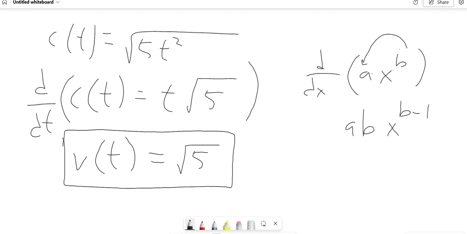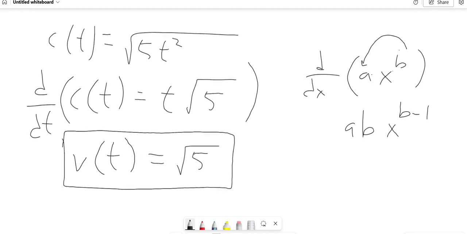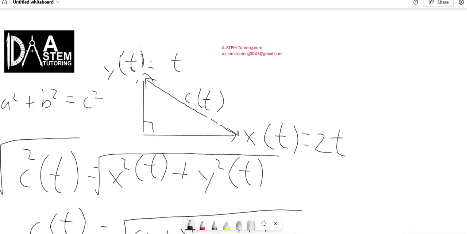This has been a simple example of how to use the derivative to find the velocity at which two objects are moving apart.